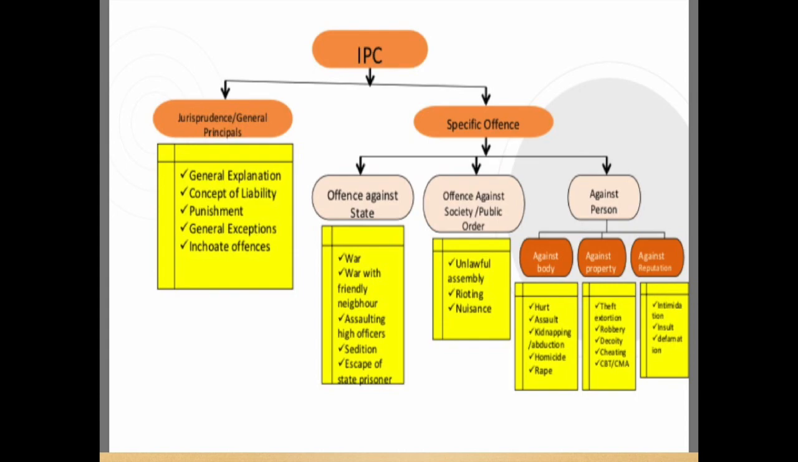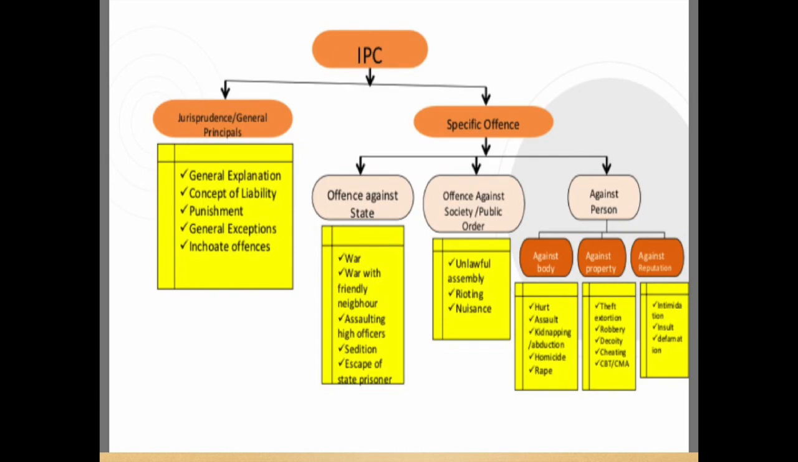So, if we see the structure of the Indian Penal Code, we find that there are two things. The jurisprudence of the Indian Penal Code or the general principles, which include general explanation, concept of liability, punishment, general exceptions, and court offences.